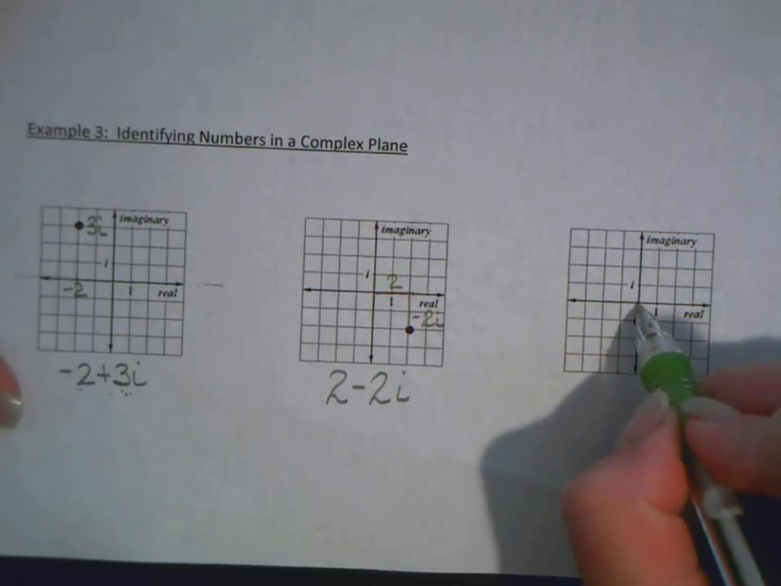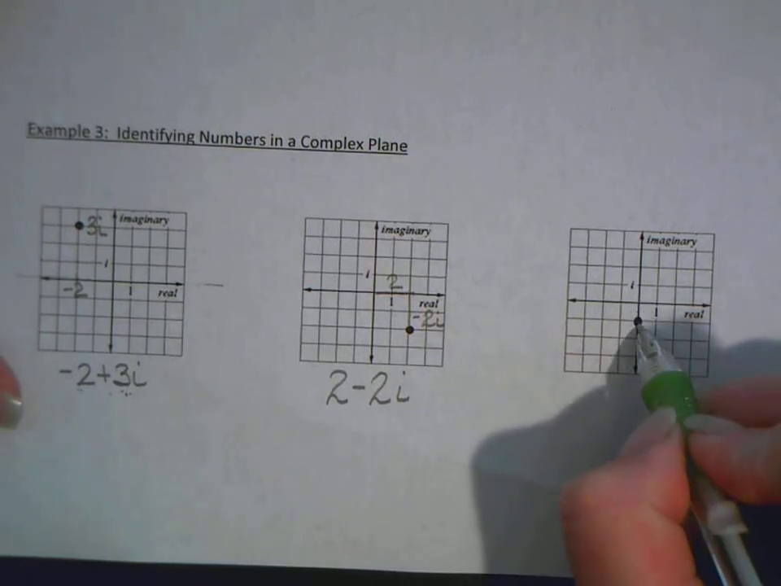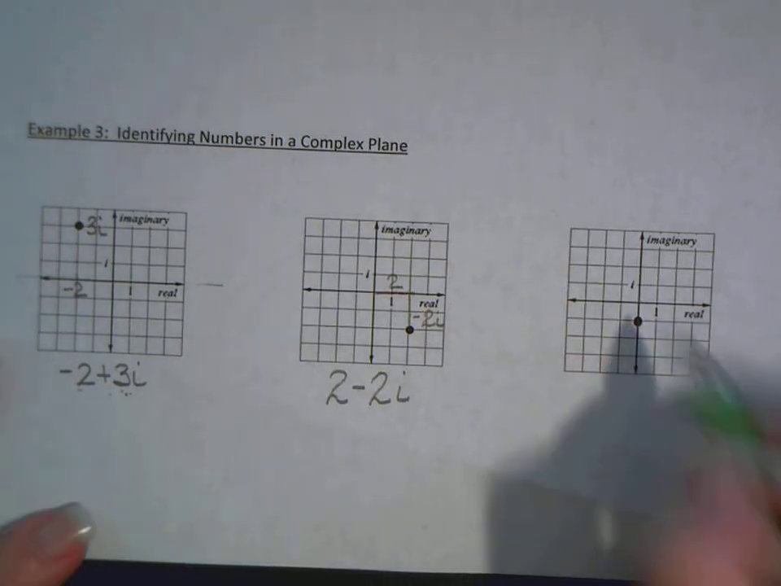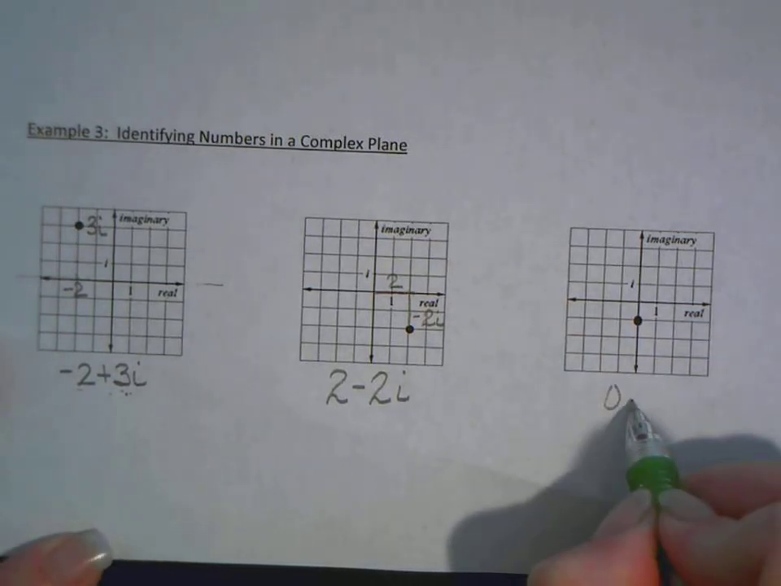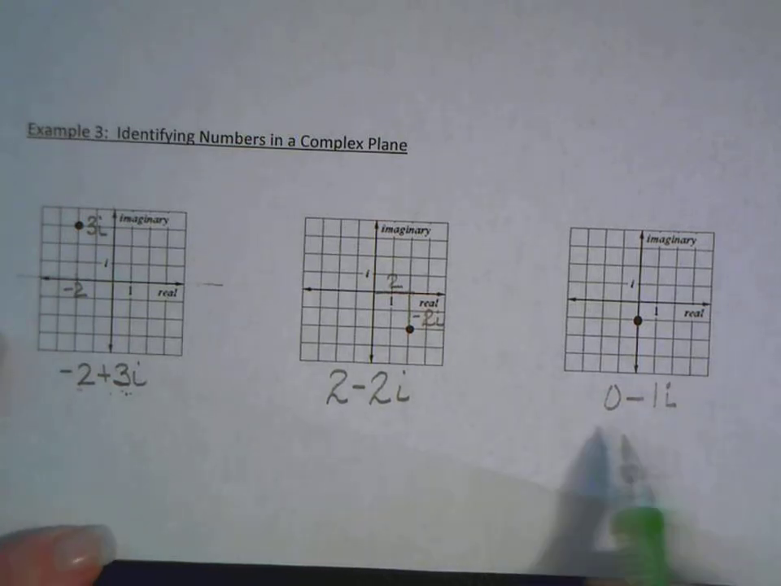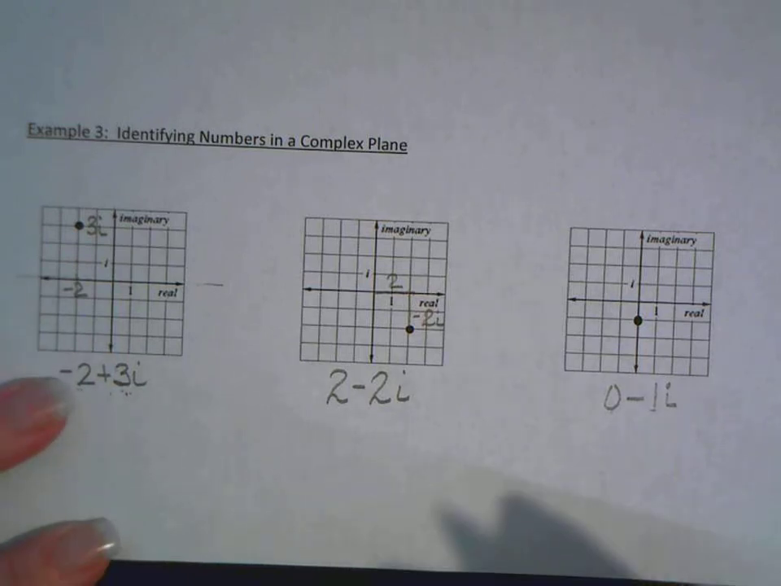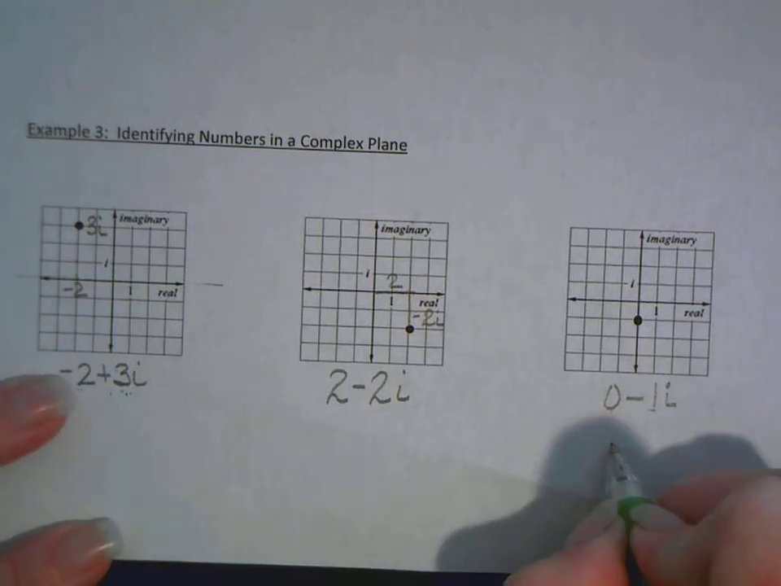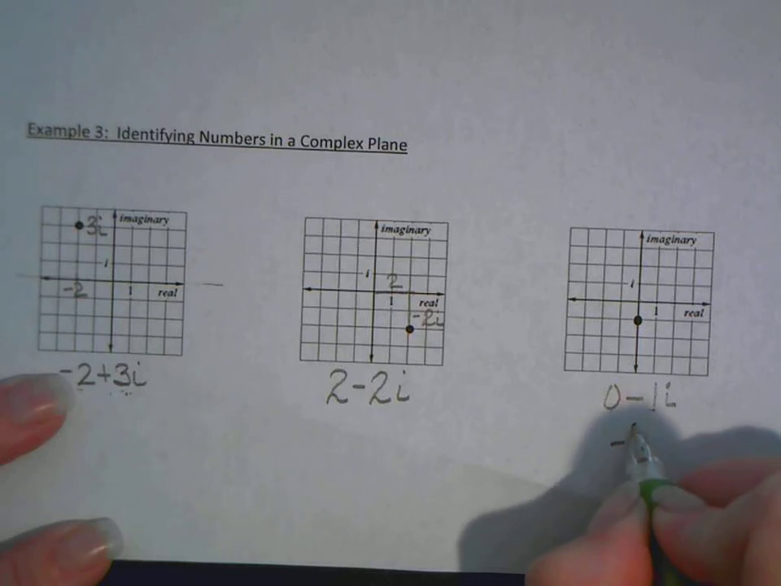And then this one, you're just going down on the imaginary. So your real number is actually 0 because you're not going left or right. But you wouldn't write 0 minus 1i because in mathematics, 0 is not necessary and 1s aren't necessary. So the technical answer for this would just be negative i.